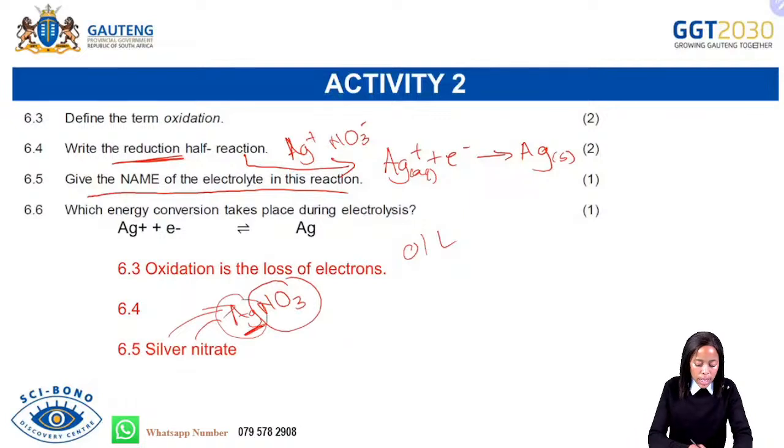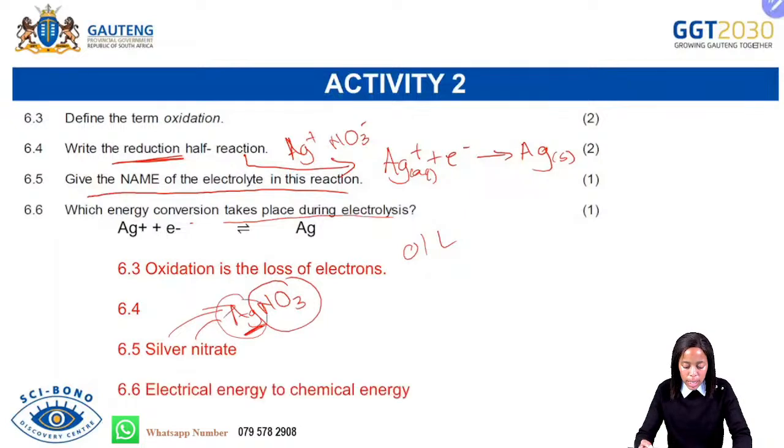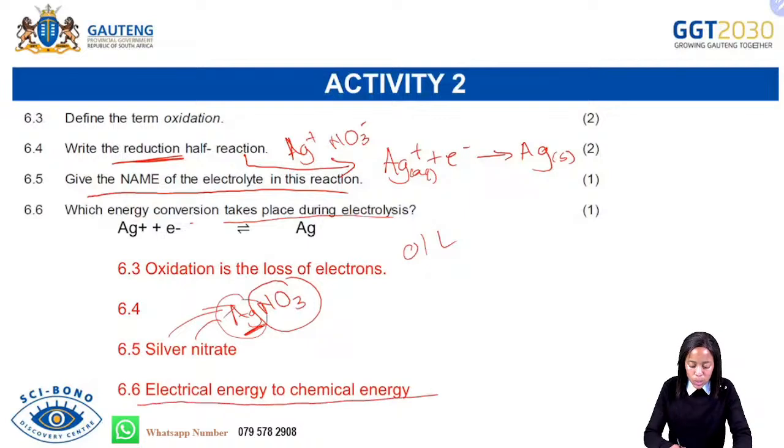Okay? Then it says here, which energy conversion takes place during electrolysis? If we are dealing with the electrolytic cell, we are going to say that it is electrical energy to chemical energy there.